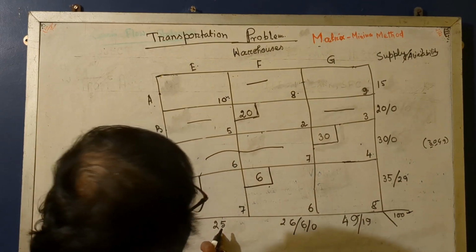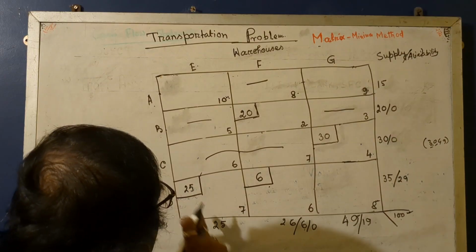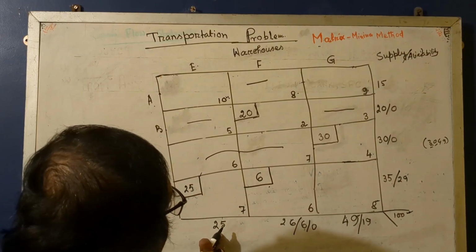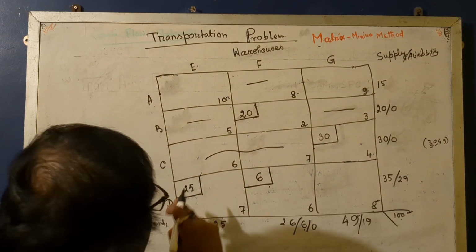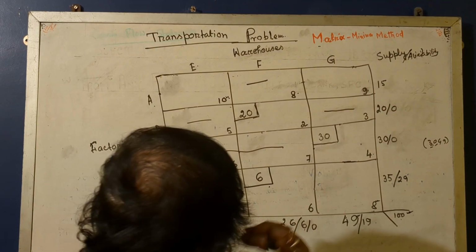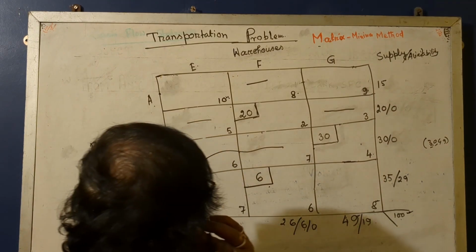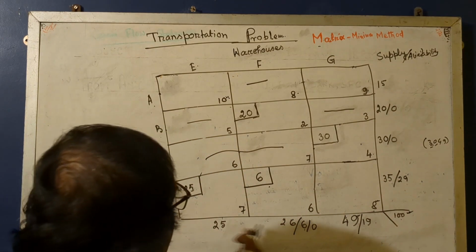So you have to select the minimum. If it is say 35, then what amount will you write here? Then if it is 35, you have to put 29 here, because 29 in that case will be the minimum. That means you have to select the minimum one.